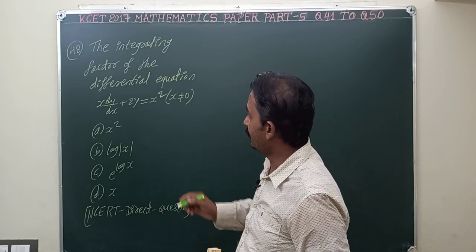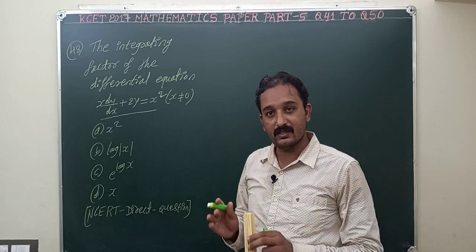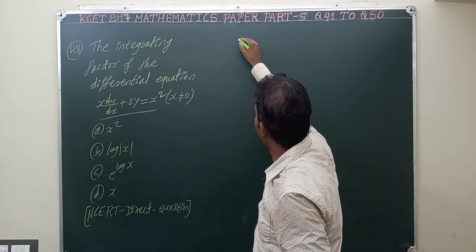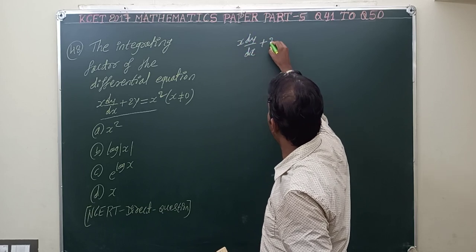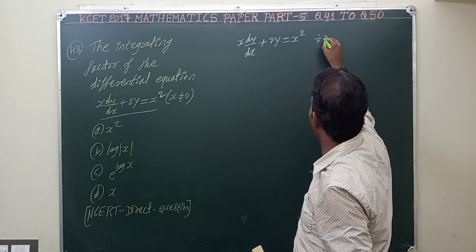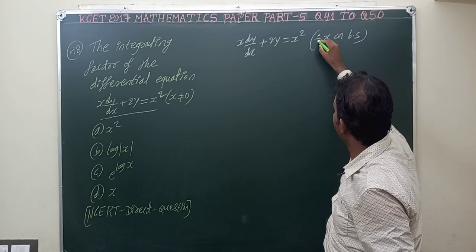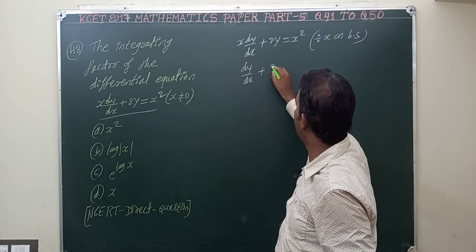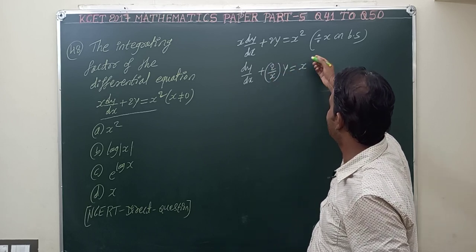The integrating factor of the differential equation. Now first convert into standard form and then find the integrating factor. So here in this case we take x into dy by dx plus 2 into y is equal to x square. Now divide by x on both sides and it becomes standard form: dy by dx plus 2 divided by x into y is equal to x square by x, nothing but x.